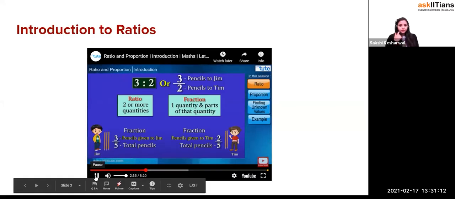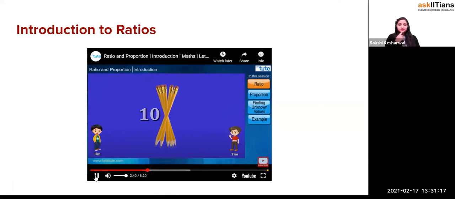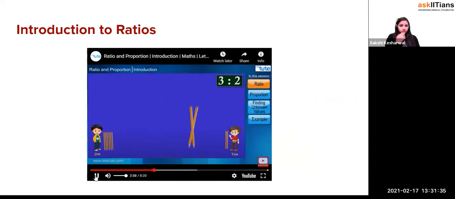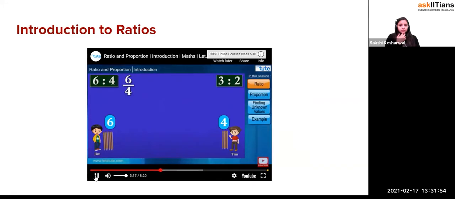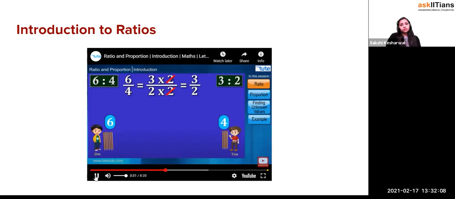Now, let's continue the same example of Jim and Tim. Suppose there are 10 pencils to be divided between Jim and Tim in the ratio of 3:2. How will we do this? Jim will get 3 pencils and Tim will get 2 pencils. We are still left with 5 pencils. So we'll repeat the procedure, that is 3 pencils to Jim and 2 pencils to Tim. Now in total Jim has 6 pencils and Tim has 4 pencils, or their ratio of pencils is 6:4 or 6/4. But wait, we were given that pencils should be divided in the ratio of 3:2. Now we can cancel 2 and we will get 3/2 only, which means 3:2 is equal to 6:4. And this is known as proportion.